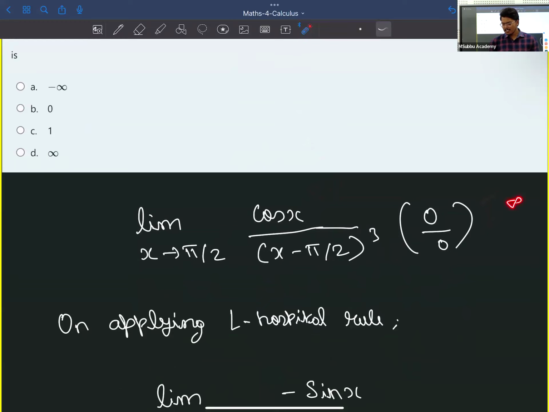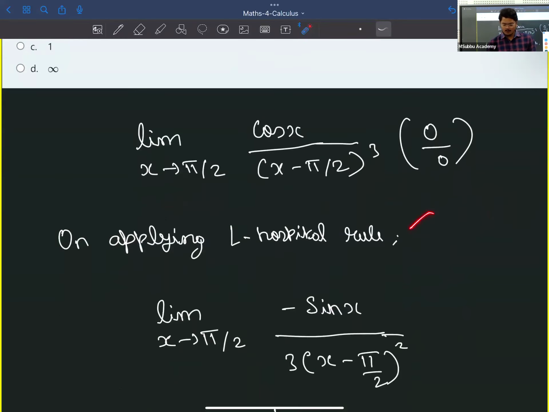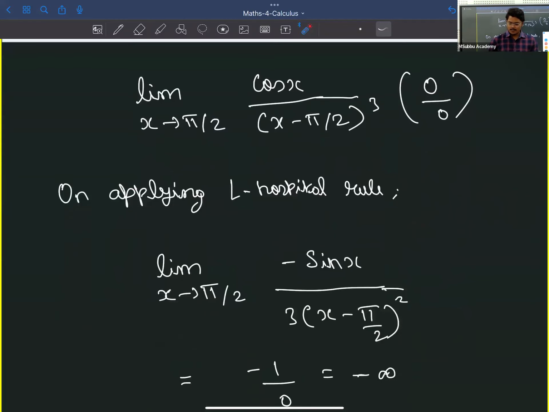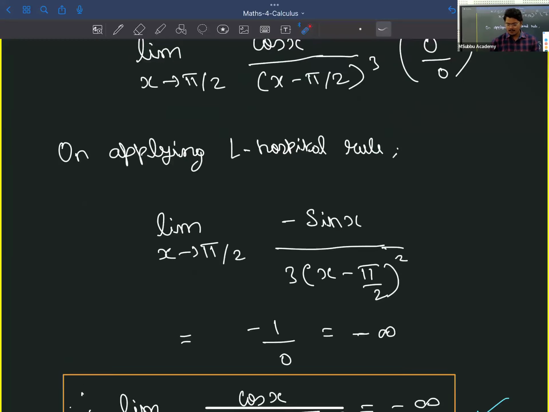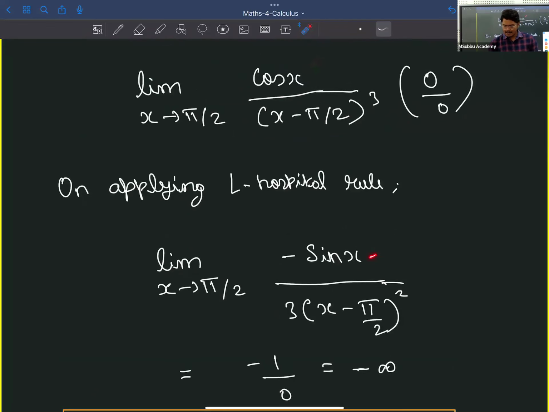When you have a 0 by 0 or infinity by infinity form, then we should use L'Hospital's rule. This is a rule. In L'Hospital's rule, you have to differentiate the numerator term separately and differentiate the denominator term separately. When you differentiate the numerator term, you'll get minus sin x.